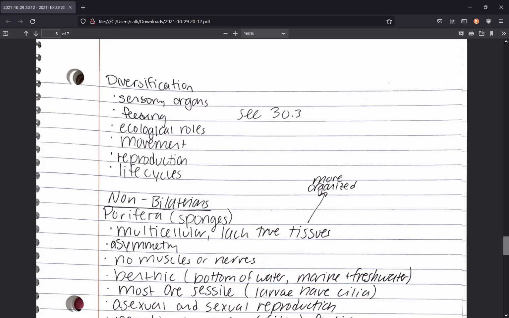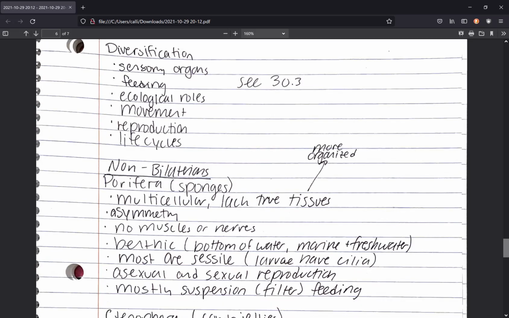So in the book, see 30.3 for this. You can just skim it over. A lot of the terminology should be familiar to you, and the remaining terms aren't too terrible to understand. And I'm sure we'll also go over that more later on.